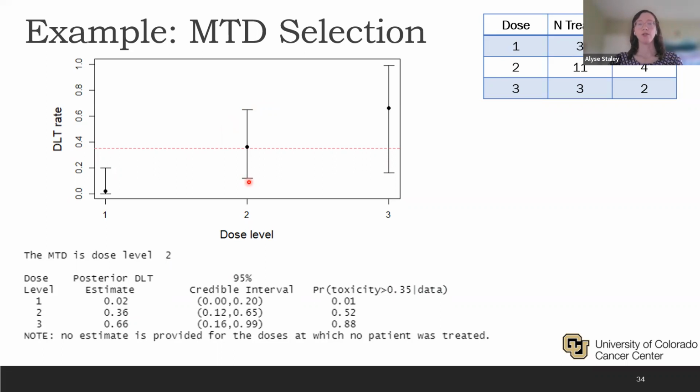There is a wide range due to small sample sizes, so here's our confidence interval, and we believe the chance that the true toxicity rate is greater than our target is about 50%, which again makes complete sense by the confidence interval.